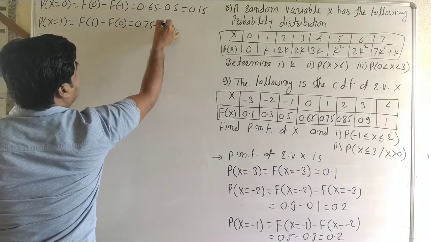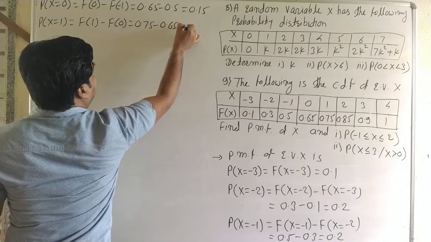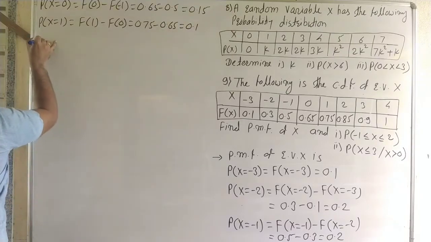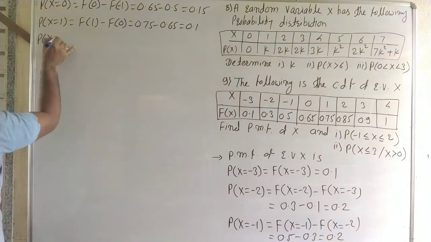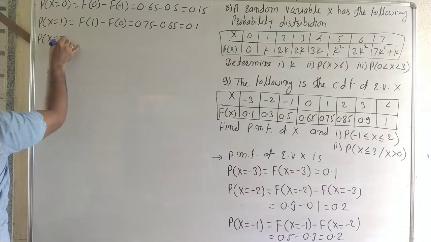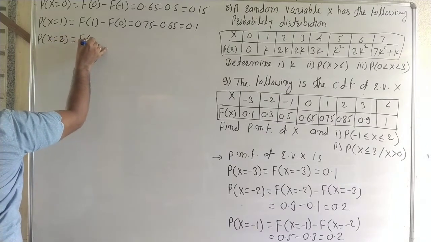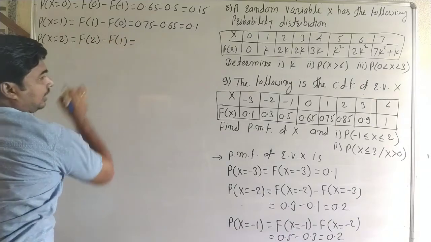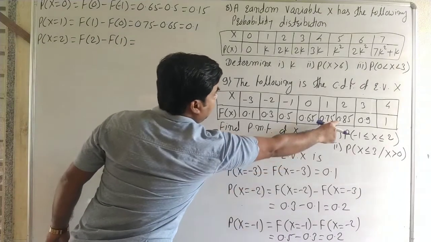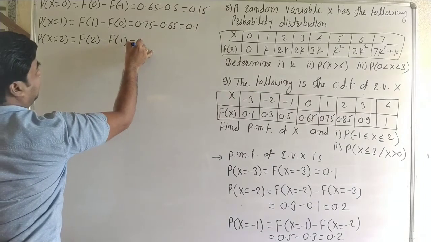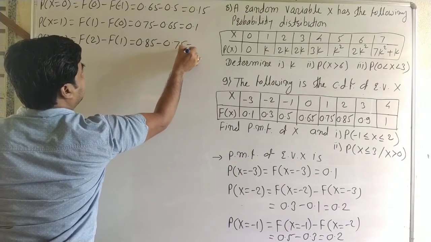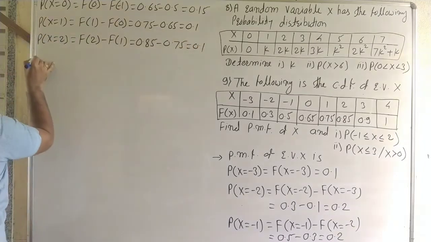0.75 minus 0.65, and it is 0.10. Then probability of x is equal to 2, it is f of 2 minus f of 1, and f of 2 here is 0.85 minus 0.75, again it is 0.1.